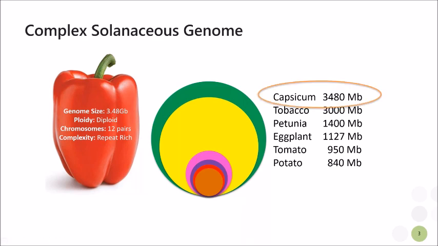We know that capsicum pepper belongs to the Solanaceae family. There are several genomes that are available, but pepper has a complexity in two aspects. First is the very large genome, the largest of all other sequenced genomes. And it is also very rich in repetitive DNA.